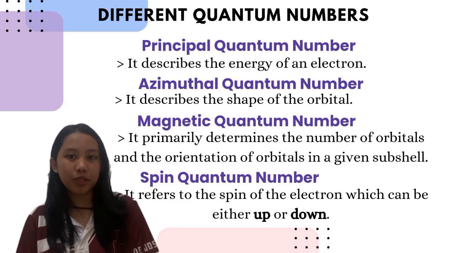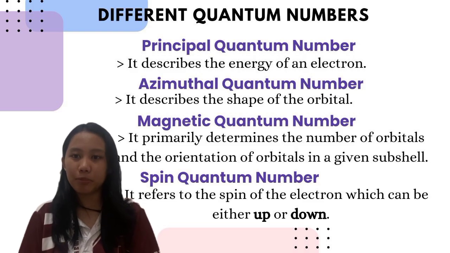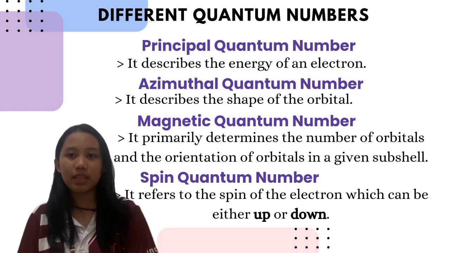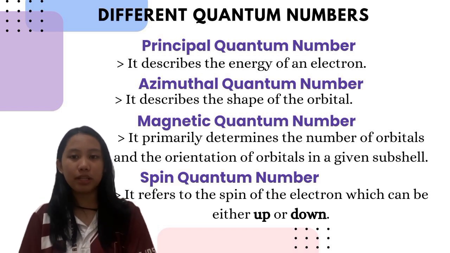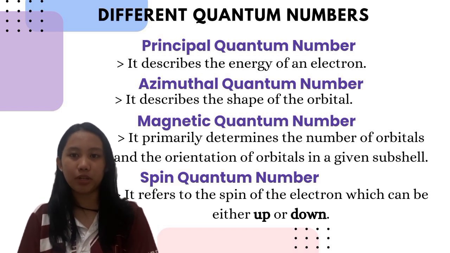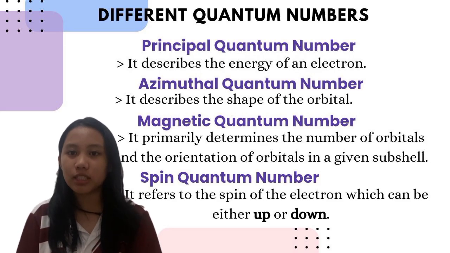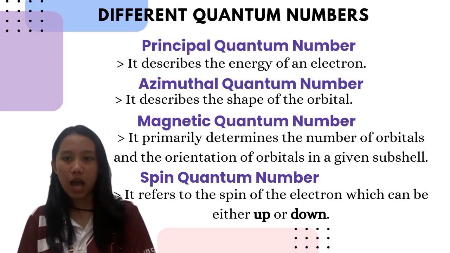The magnetic quantum number primarily determines the number of orbitals and the orientation of orbitals in a given subshell. Consequently, it is dependent on the orbital angular momentum quantum number, also known as the azimuthal quantum number. And the last is the spin quantum number. This refers to the spin of the electron, which can be either up or down.